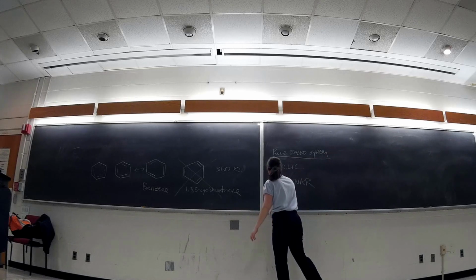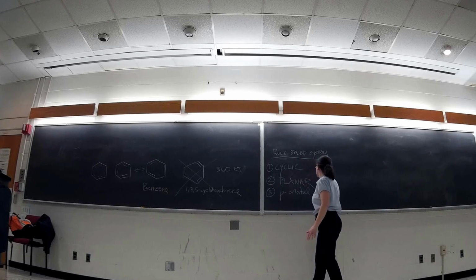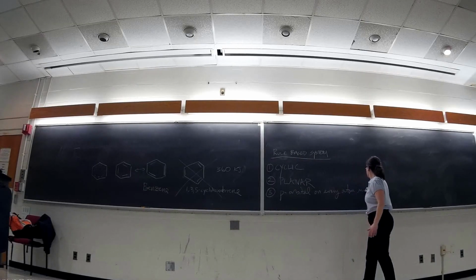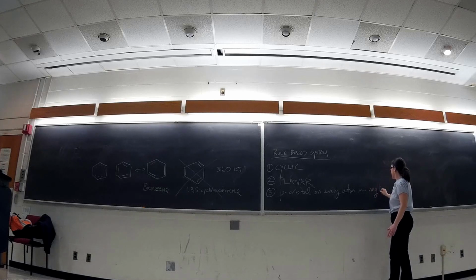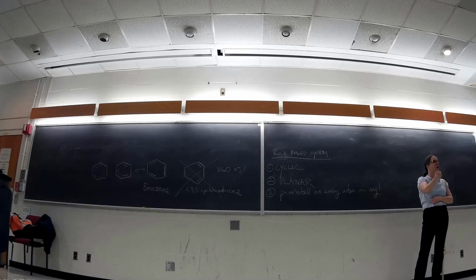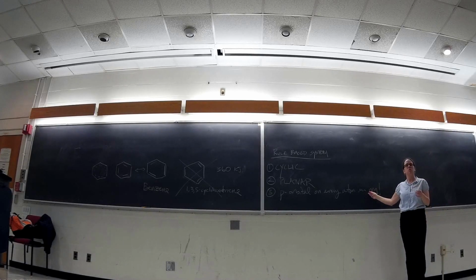Okay, the next one is that there has to be a p orbital on every atom in the ring. Another way to say this is that it has to be sp2 hybridized for every atom in the ring. Because sp2 hybridization comes with an unhybridized p orbital. Every sp2 hybridized atom comes with an unhybridized p orbital for its 4th bond. So that's classic, but there has to be a p orbital on every atom in the ring.